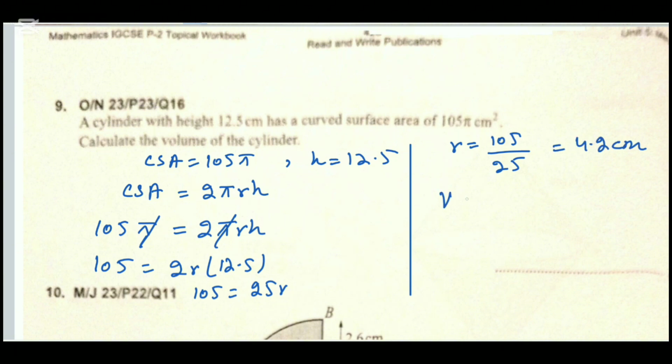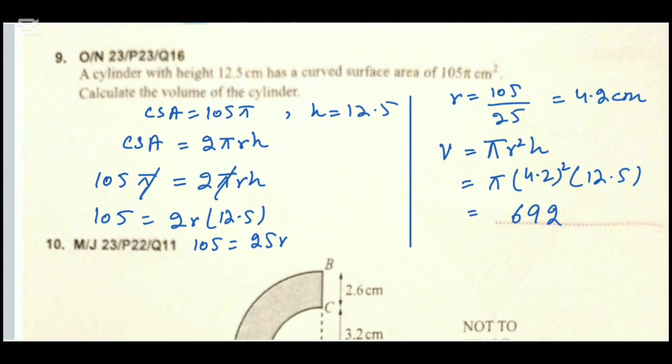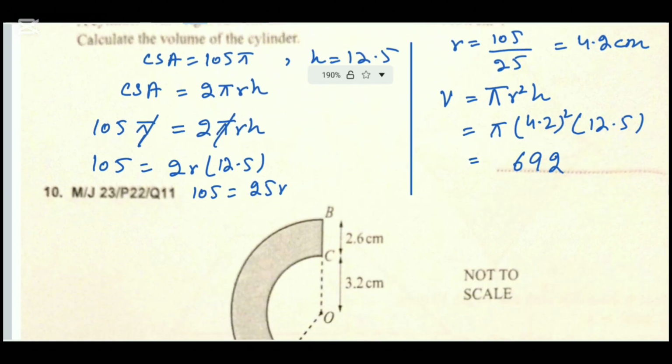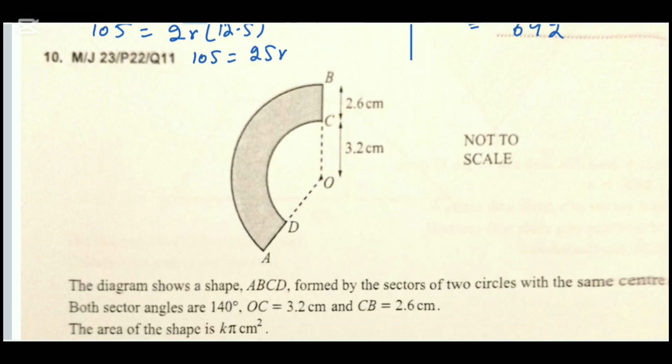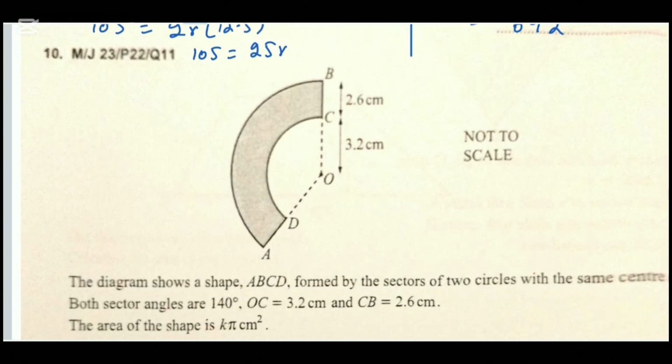And now you have to find the volume of cylinder. Volume of cylinder is pi r square h. This is the formula. pi r square, 4.2 square, h is 12.5, and the final answer is 692 centimeter cube. So the units are given to you, you cannot see here, but units are already given to you, that's why we are not writing. Okay, next question number 10.